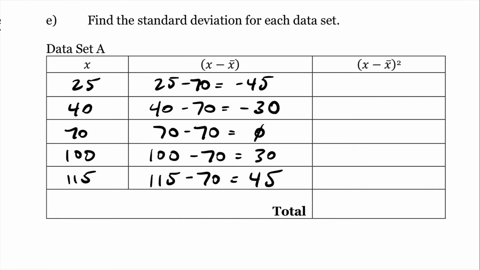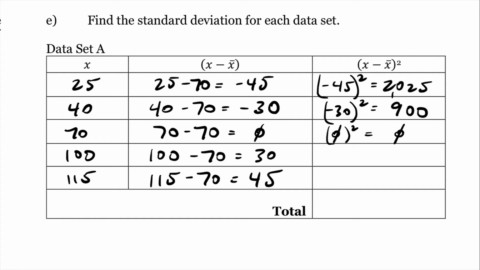The next step is to square them. Square means multiply it by itself. For example, if I square negative 45, that's negative 45 times negative 45, which I believe is 2025. The next one is negative 30. When I square it, it becomes 900. The next one was 0, and 0 squared just stays 0. The next one looks familiar, just positive 30. If I square it, it's the same, because 30 times 30 makes a positive 900. And then the last one is 45, which looks the same. When I square it, it's 2025. That was step 4.